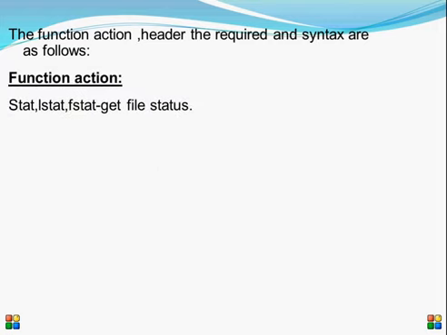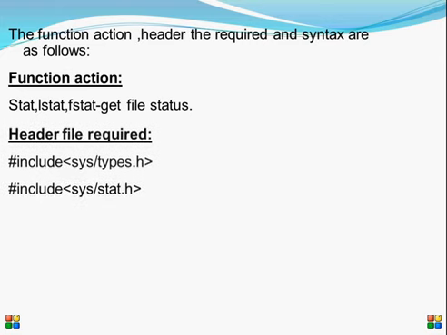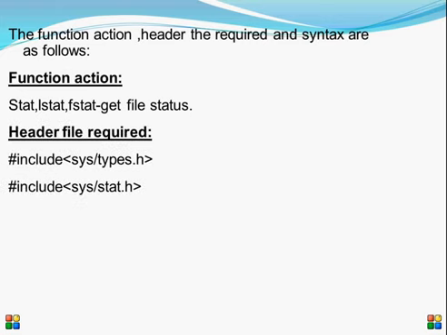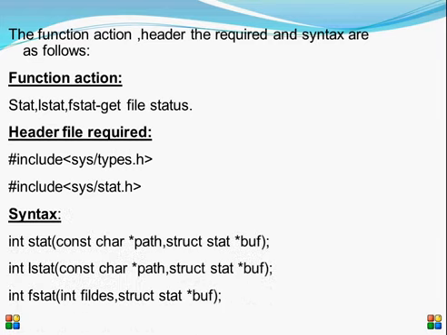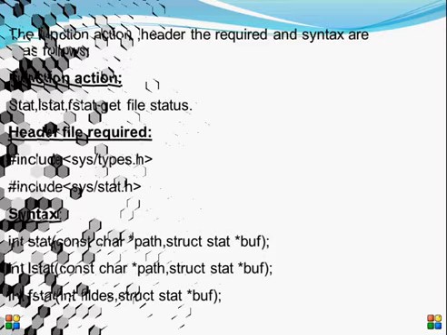The function action is get file status. The header files are types.h and stat.h. And the syntax for these three are as follows. For stat and lstat, it consists of path and buffer, and for the fstat, it consists of fields and buffer.